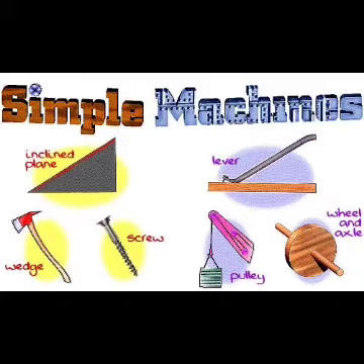Since the beginning of time, humans have developed devices and tools to make work easier. The most notable among these are the six simple machines. These are the inclined plane, the wheel and axle, the pulley, the lever, the screw, and the wedge.